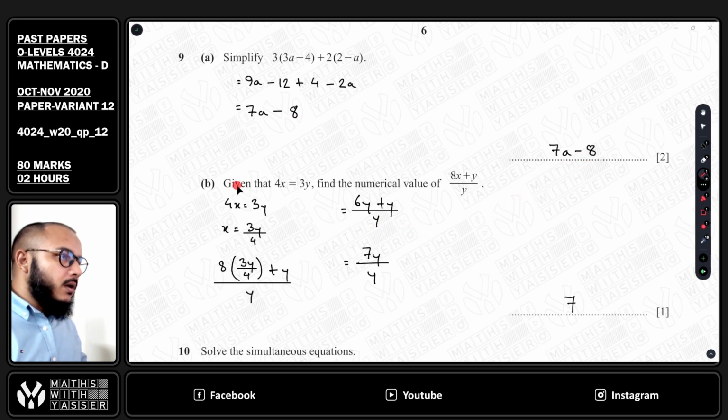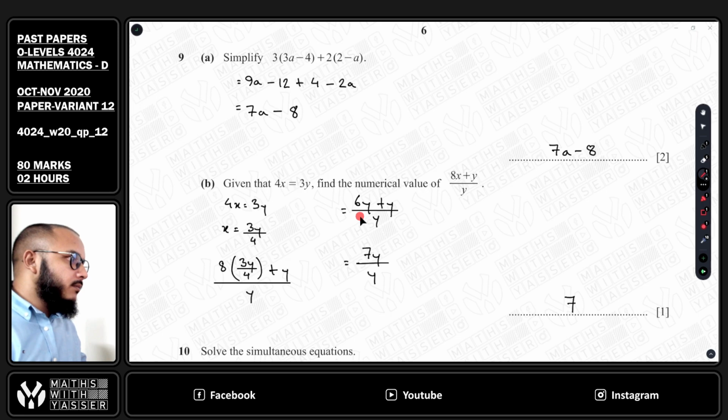Then we have, given that 4x is equal to 3y, we need to find the numerical value of (8x plus y) over y. So 4x is equal to 3y, or we can make x the subject, and that will be now 3y over 4. Now if we substitute this value of x in this expression, it will become 8 times 3y over 4, plus y, divided by y.